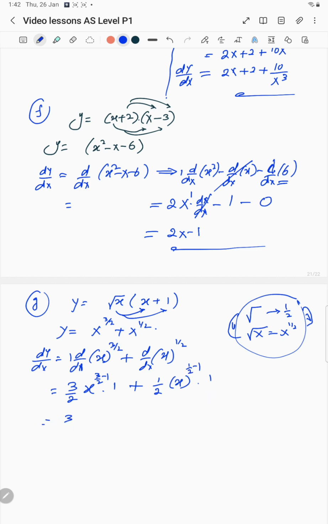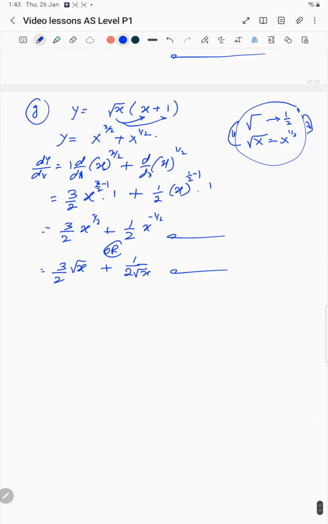3 by 2 x power 1 by 2 plus 1 by 2 x power minus 1 by 2. This is the answer, or you can reshape this. 3 by 2 x power 1 by 2 means root x, negative 1 by 2 means denominator. Any one answer you can write.